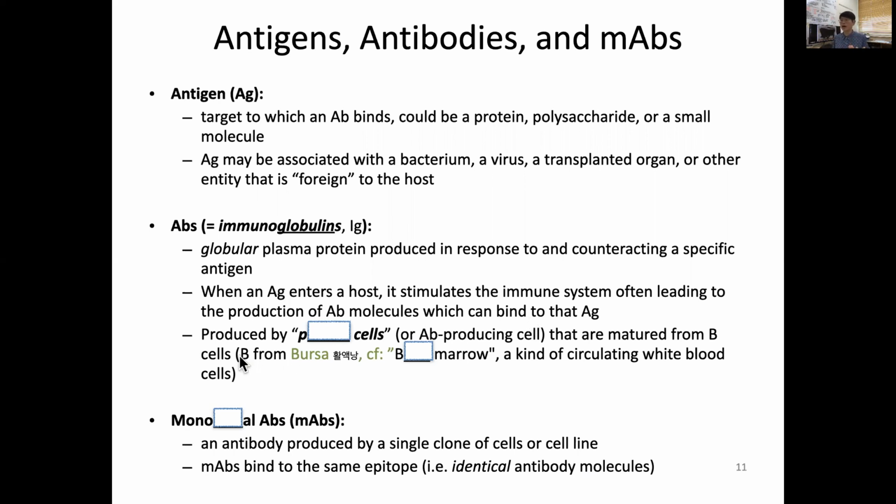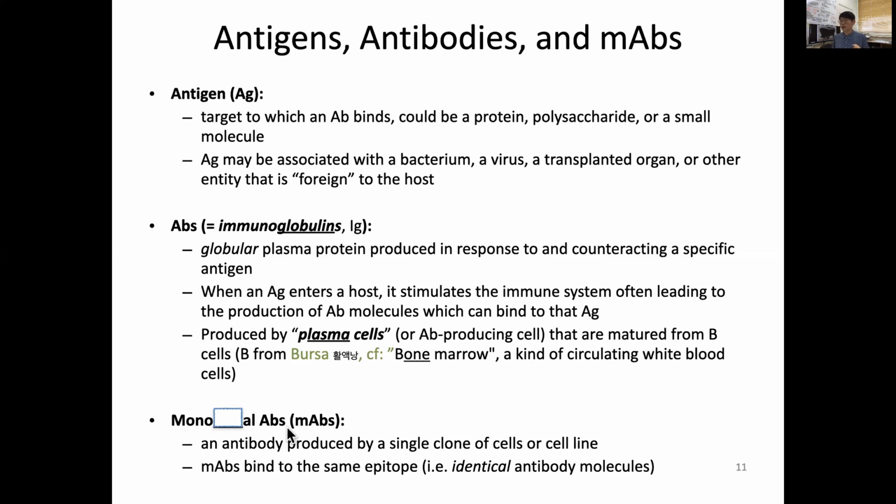Antibody production is done by plasma cells, or antibody producing cells. And the plasma cell is matured from B cells. You might wonder where the B comes from. The origin of the B is from the bursa, which is from a bird. We found out that in that specific organ there are a lot of B cells. And B cells originate from bone marrow. That's how I remember it. So bone marrow is where B cells originate, a kind of circulating white blood cell.